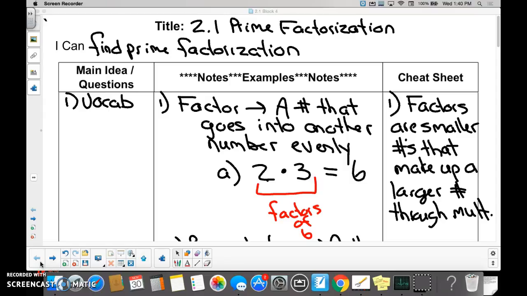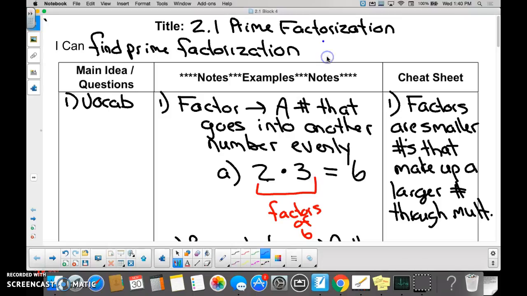All right, so the one little thing, since we stopped a little bit early, is: I can find prime factorization, almost. We're not quite there yet. That's going to be the very next thing we do, okay? So we're only focusing on factors. Thank you, Mrs. Comfort. Well done.